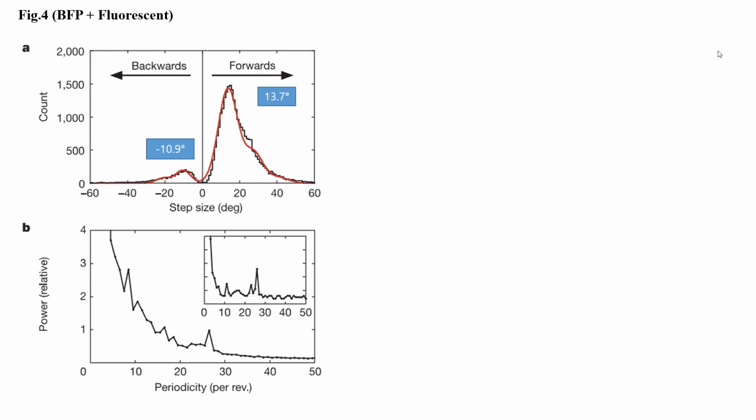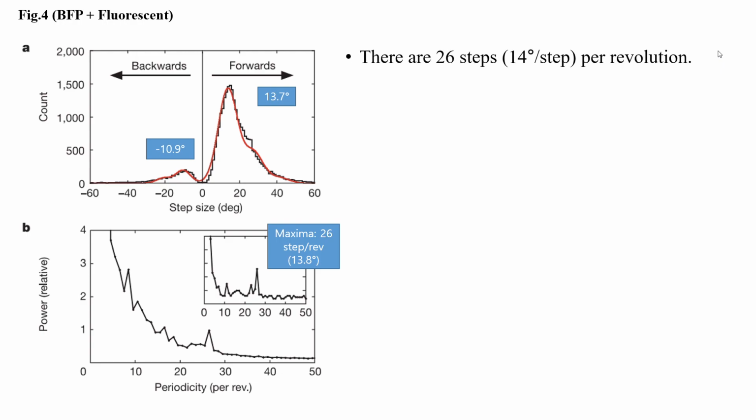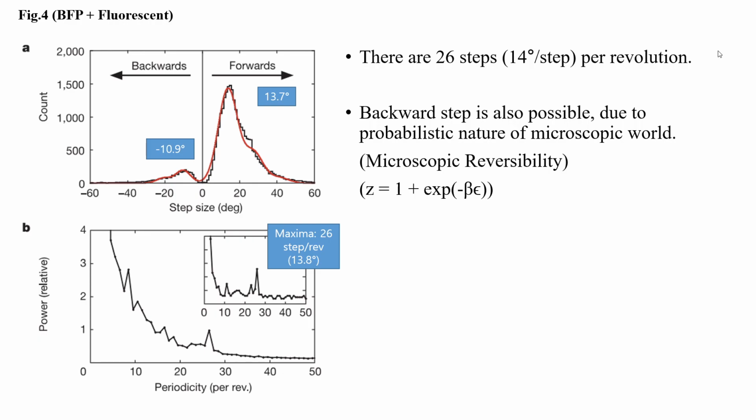Now, figure 4b shows the power spectrum of the combined experiment data. We see that there is a peak at the 26th step per revolution, which corresponds to the step size we predicted in the former data. The interesting part here is that the backward motion can also happen.